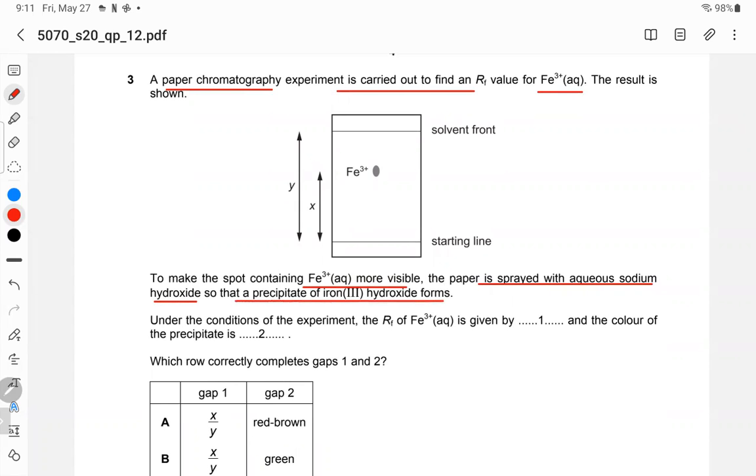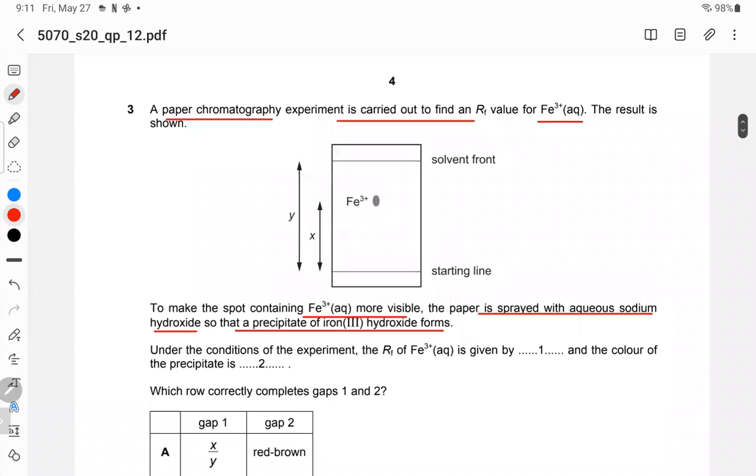So it is relevant to the test of cations. When we add sodium hydroxide and the solution contains Fe3 positive, then we will observe a red brown precipitate. So here also it is visible, as by spraying sodium hydroxide, red brown precipitate will form.